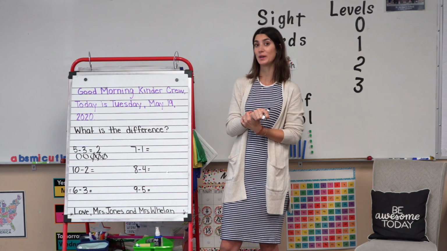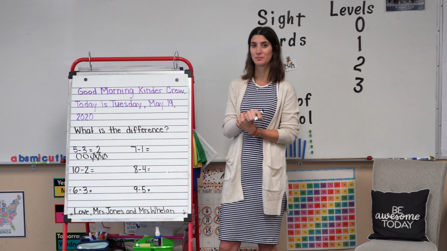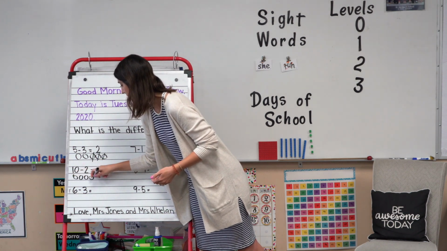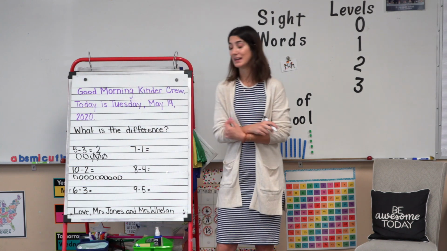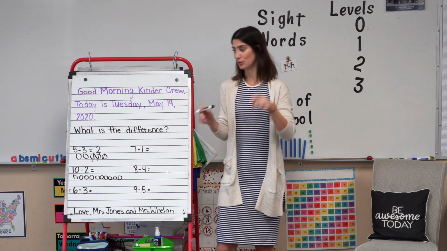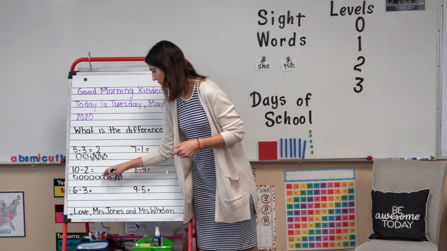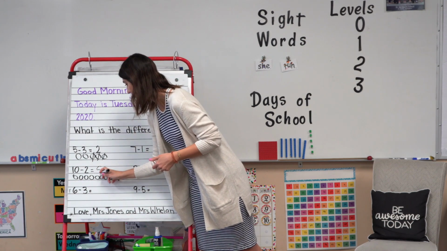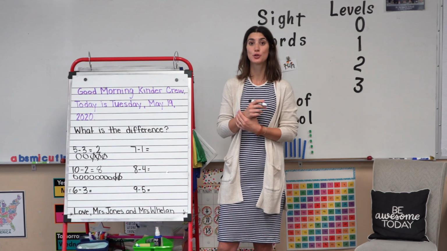10 minus 2 equals, how many are we starting with? 10. 1, 2, 3, 4, 5, 6, 7, 8, 9, 10. And how many are we taking away? 10 minus 2. 1, 2. How many are left? 1, 2, 3, 4, 5, 6, 7, 8. 10 minus 2 equals 8. That's the difference.